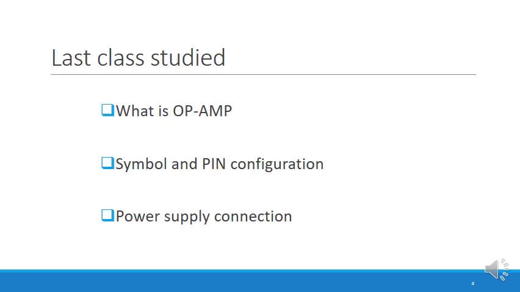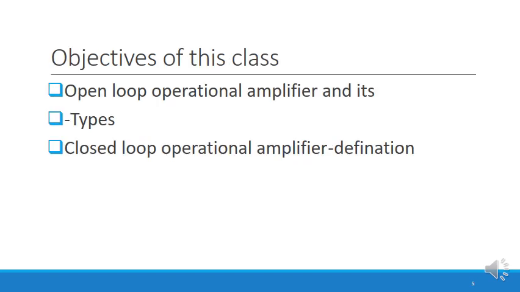In the last class, you studied what an operational amplifier is, the symbol and pin configuration of the operational amplifier, and the power supply connection of the operational amplifier. In today's class, you are studying what we mean by an open loop operational amplifier and its types. Similarly, what do we mean by a closed loop operational amplifier? Only the definitions we are studying in this class. In the next class, you are going to study the types of closed loop operational amplifier.